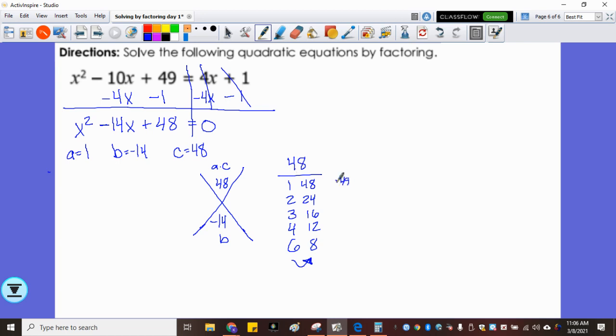This adds up to 49. This adds up to 26. This adds up to 19. This adds up to 16. That adds up to 14. So 6 and 8. But remember, to multiply to a positive and add to a negative, they both have to be negative. So negative 6 and negative 8 add to negative 14, but multiply to a positive.